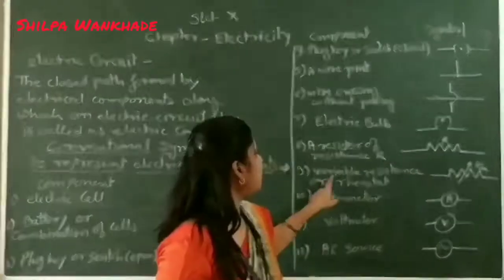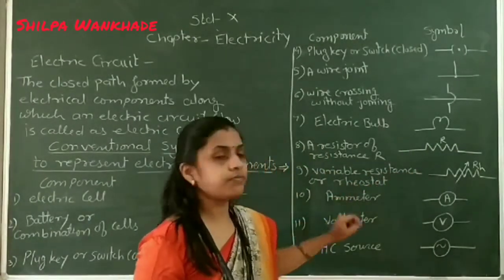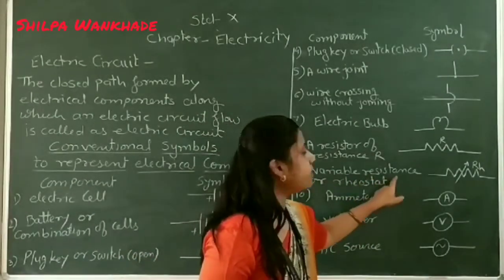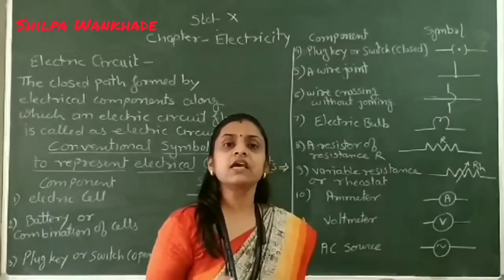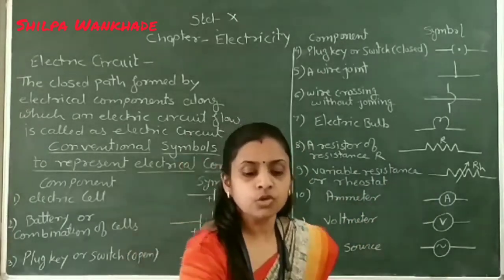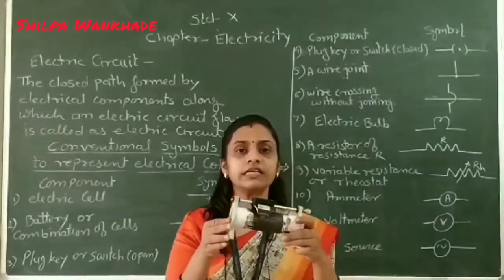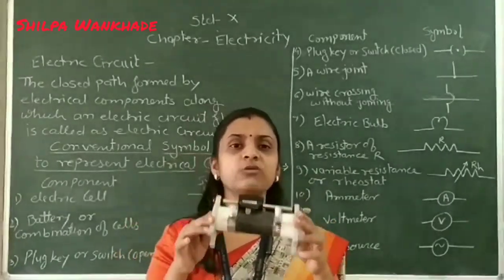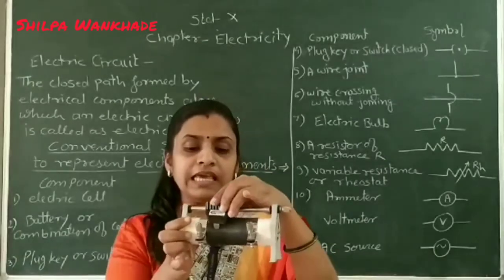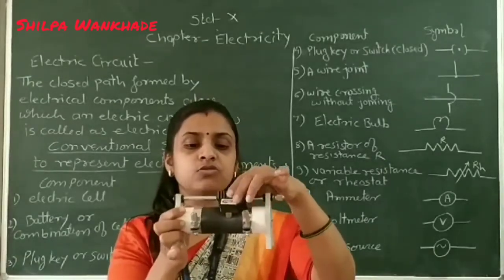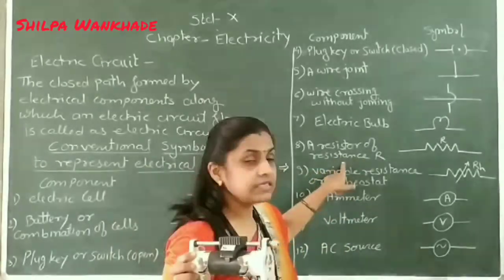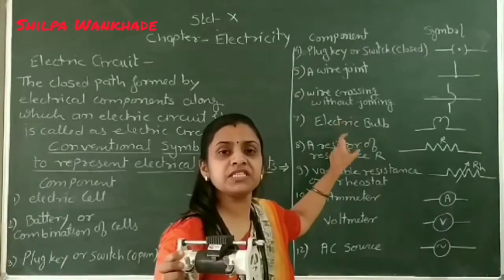Now next is the variable resistance or rheostat. Now what do we mean by variable resistance or rheostat? Variable means that in this component the resistance can vary. So this is the rheostat. This component is called a rheostat or a variable resistance. So in this instrument the resistance can be varied. In the previous case, the resistance has a specific value.